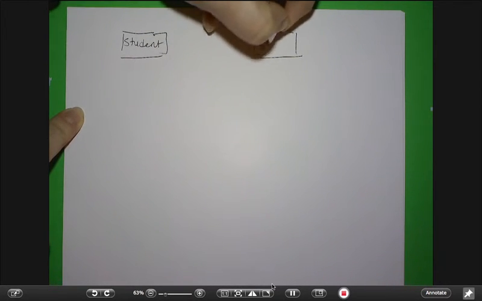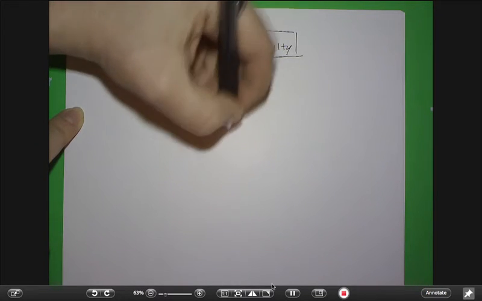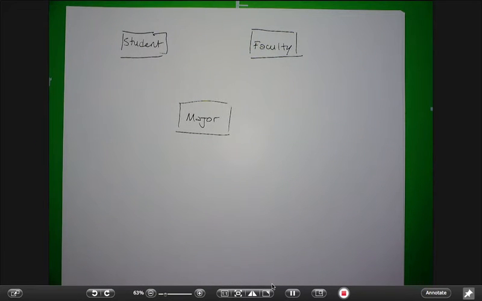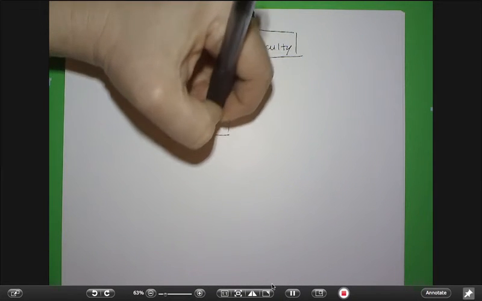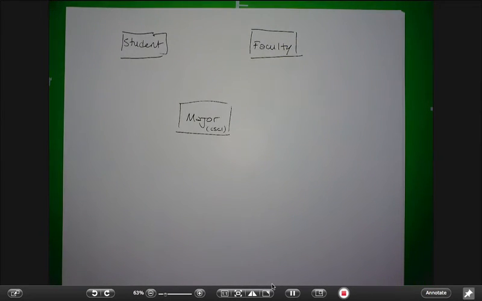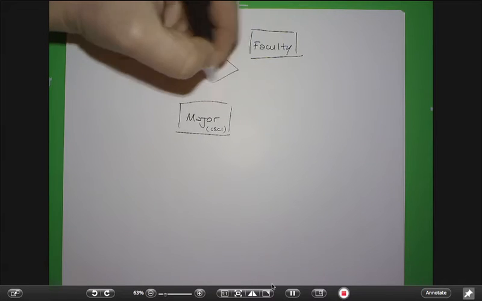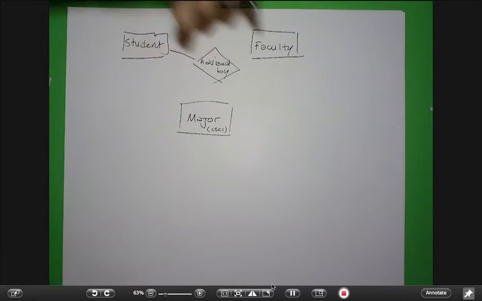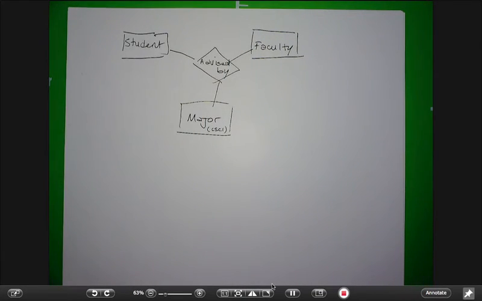This time I'm going to have a student, faculty, and major. Okay. So examples of these are comp sci, ITWS, these are obvious. So I'm going to say that student is advised by, student has a faculty advisor for a specific major, right?